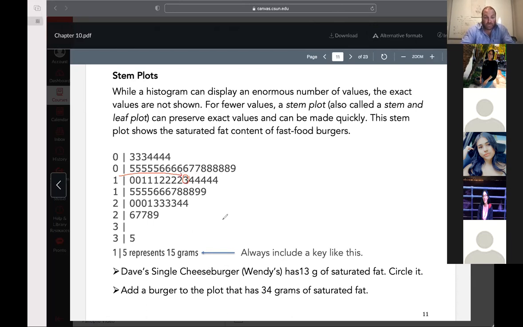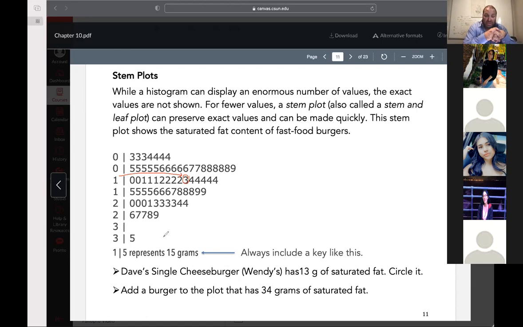Now, you'll notice that with a stem of 0, I have 2 lines. 1, 2 lines, 2, 2 lines, 3, 2 lines. That's a choice that you make if there's lots of data and you want to split it up. But if I wanted to make a stem and leaf plot with 1 number for each stem, 0, 1, 2, that's perfectly fine as well, depending on what I'm trying to show and how hard it might be.